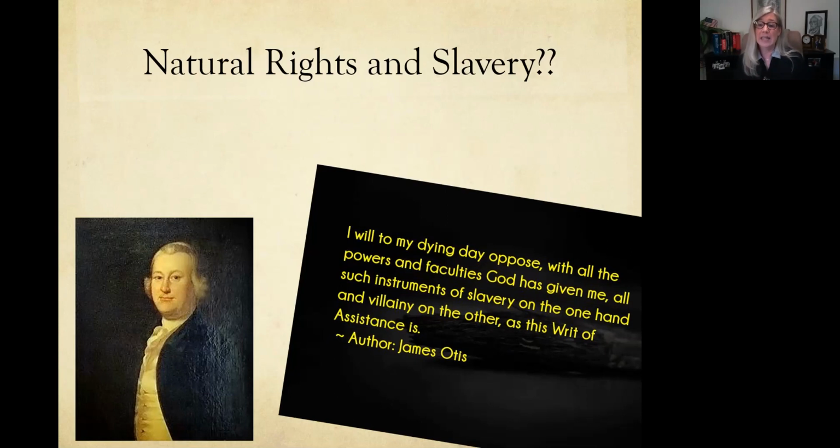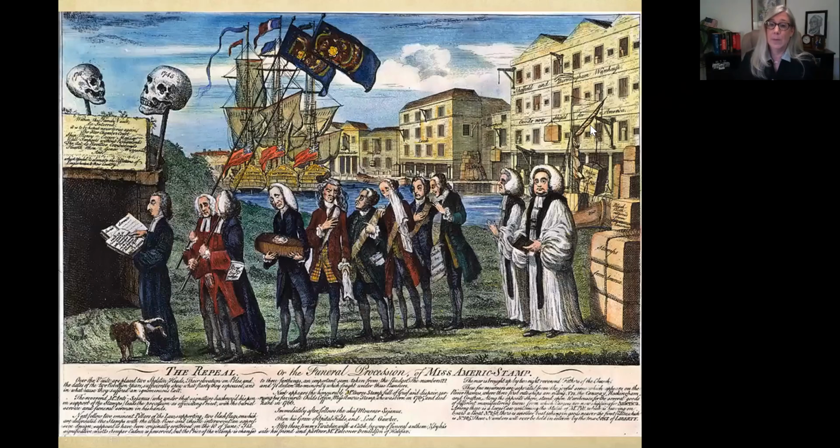of slavery on the one hand, and villainy on the other, as this writ of assistance is." So he is again saying that this is wrong. We can't have both of these concepts, natural rights and enslaving another human being. They don't work together. Okay, so we're already seeing a recognition of that. If you're saying you value one thing, how can you act in another way?